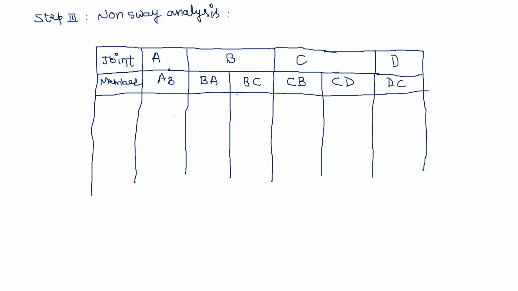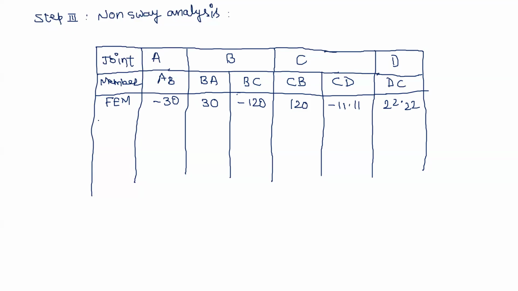So we have fixed end moments. The first values are the fixed end moments: minus 30 for AB, plus 30 for BA. For BC we have minus 120, then plus 120, minus 11.11 and 22.22.